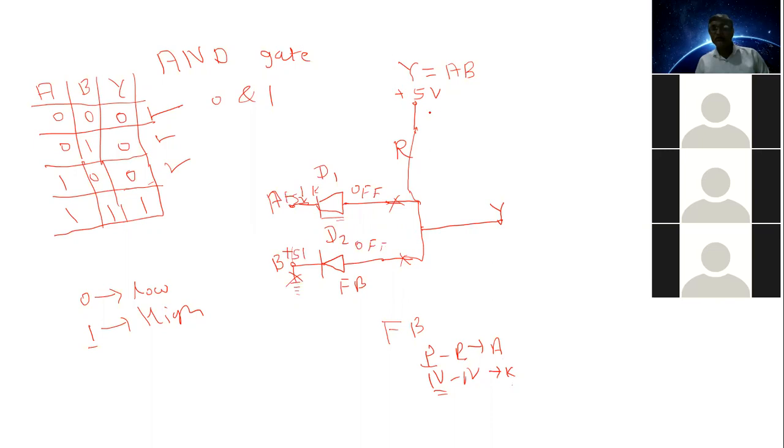Will this plus 5 volt now go there? No, it will not go. This plus 5 volt now appears at Y here. And therefore Y is equal to 1. Y is equal to 1. Do you understand this table, and how it is to be verified by using the diodes.